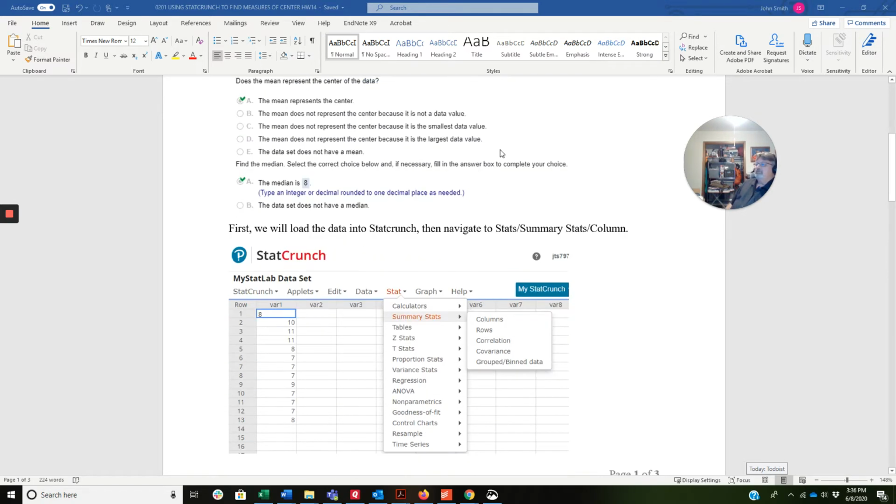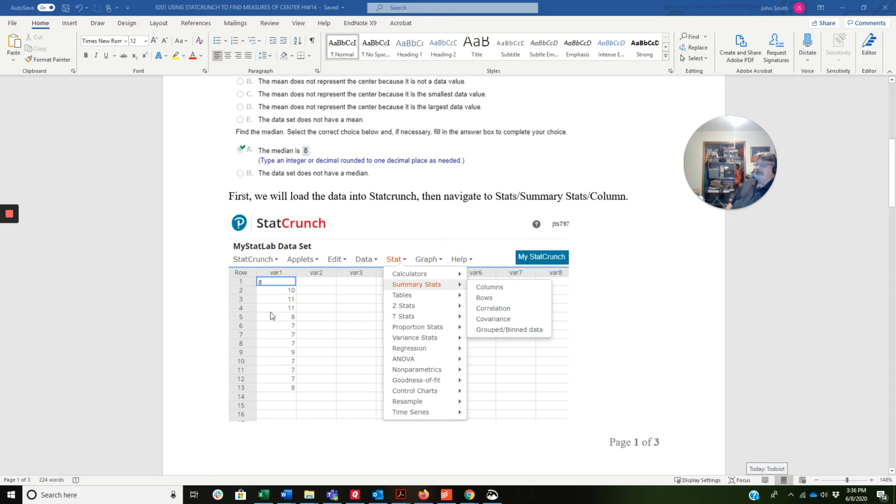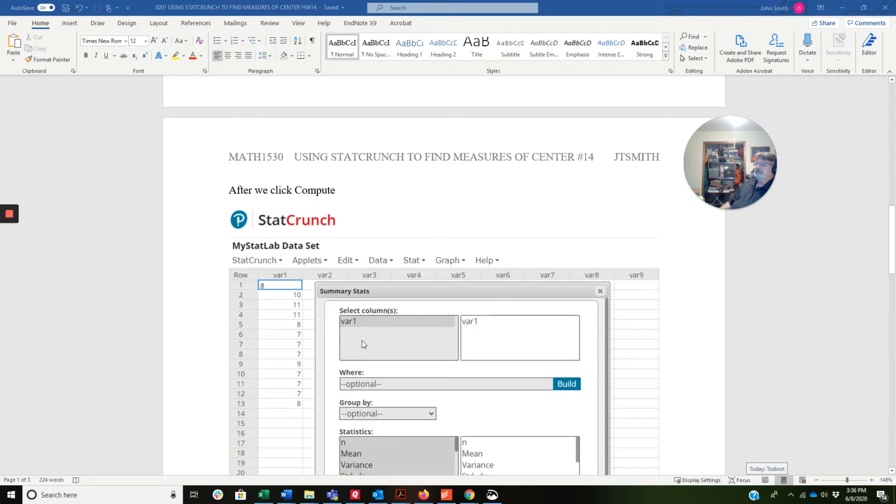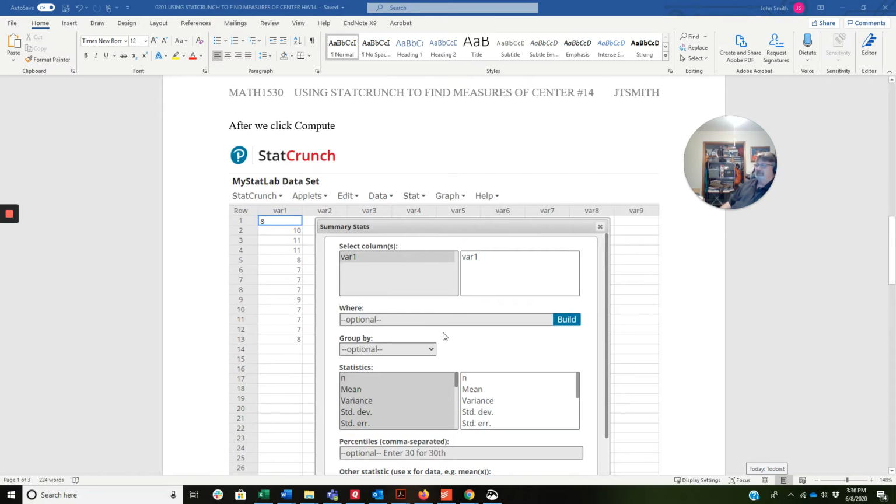So we're going to click the button. We're going to load the data in. You can see that has happened here. We're going to navigate to Stat, then Summary Stats, and we have our data in a column already, so it's ready. I'm going to do this in just a second, and then you'll see select columns. Variable 1 is the only column with any data in. We'll click there, which will put it over here to the right.